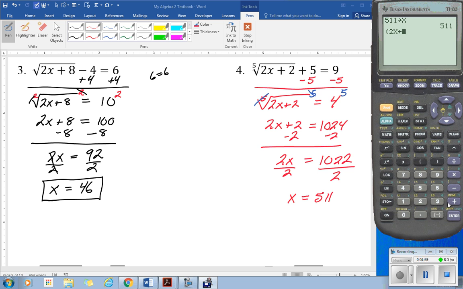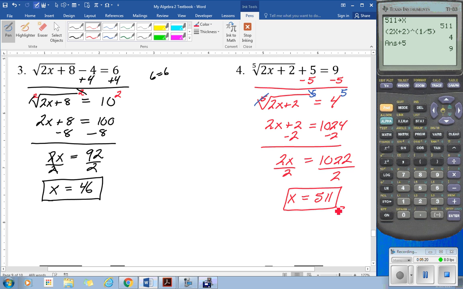So 2x plus 2, and remember, the calculator is going to plug 511 in for x right now. So I'm going to raise that up to the 1/5 power. That's the same thing as the fifth root. So we get 2x plus 2 to the 1/5 power. We still need to add 5 to that, and it should equal the 9 that's on the other side. So it does check out. 511 is a good, valid solution. We're good to go. Now, again, this isn't telling us that we have every single answer that there might possibly be, but it's telling us the ones that we did find do work.